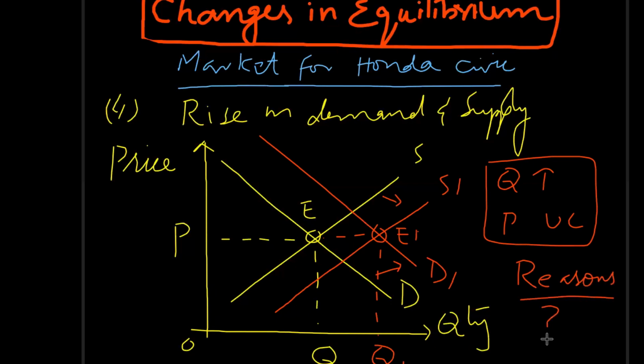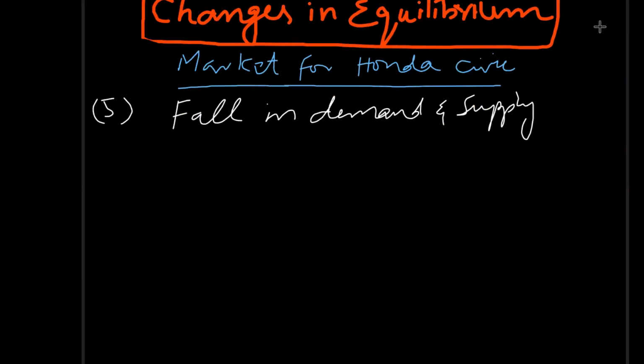So reasons for increase in demand are same, we have already discussed, and the reasons for increase in supply are also same, we have already discussed in previous situation. Demand may rise due to rise in income and supply may rise due to lower cost of production. Next is fall in demand and supply both.